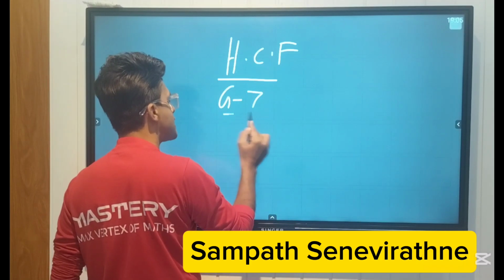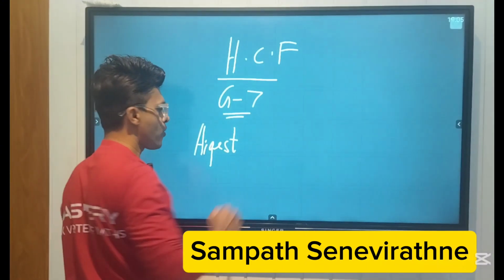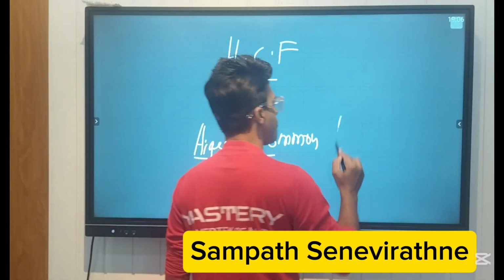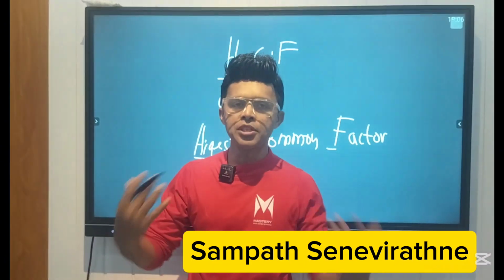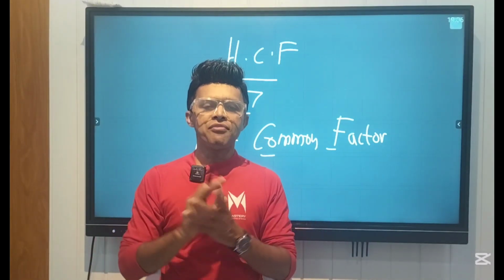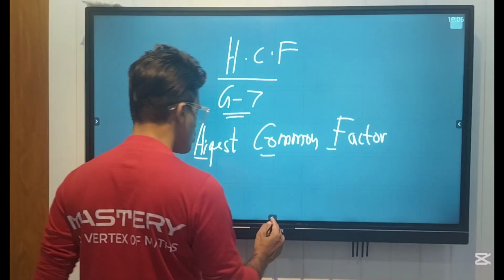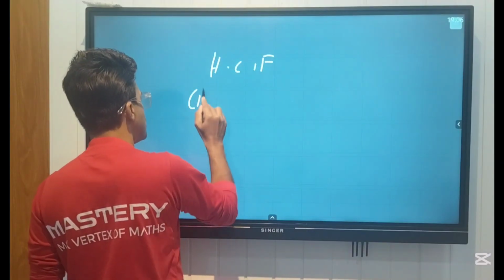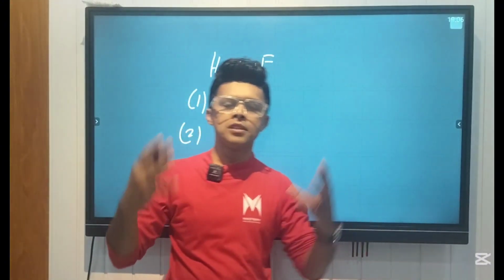Grade 7 HCF. Really, what is the meaning of HCF? H stands for highest, C stands for common, F means factor: highest common factor. Today I will be teaching you what the highest common factor is. Before starting this part, first of all, you need to recall what factors are. There are two ways of finding HCF. You could use these two ways to get the HCF, highest common factor, of given numbers.